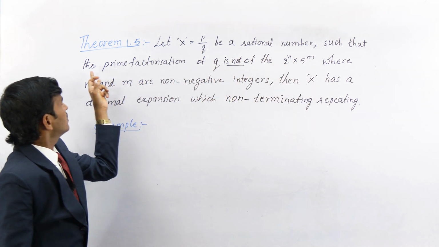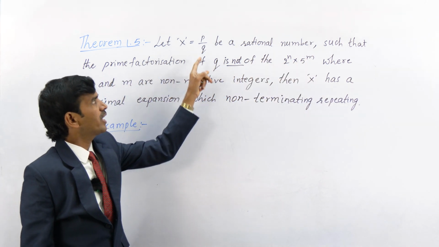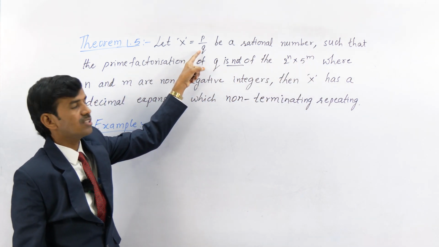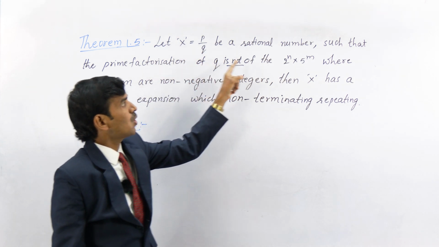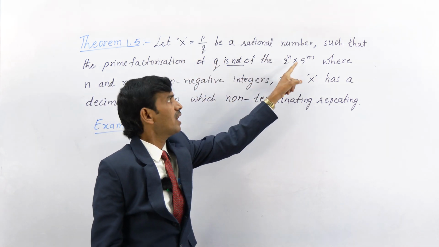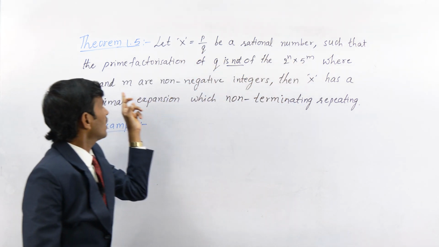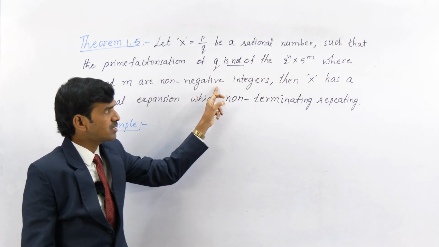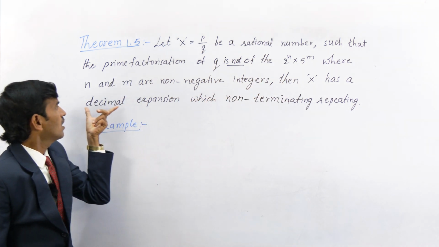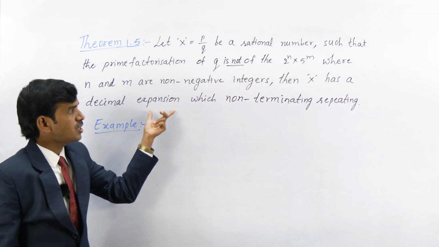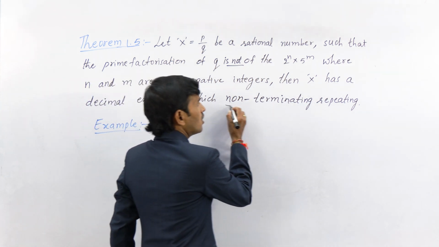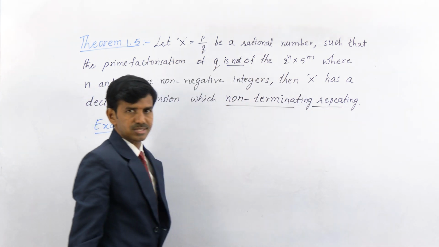So such that the prime factorization of q, the denominator, is not in the form of 2 power n and 5 power m, where n and m are non-negative integers. Then x has a decimal expansion in which format? Non-terminating repeating decimals.